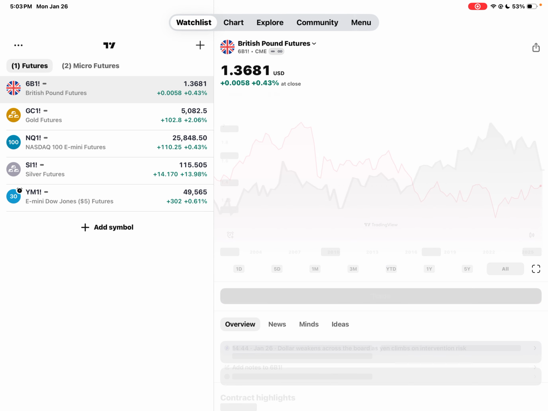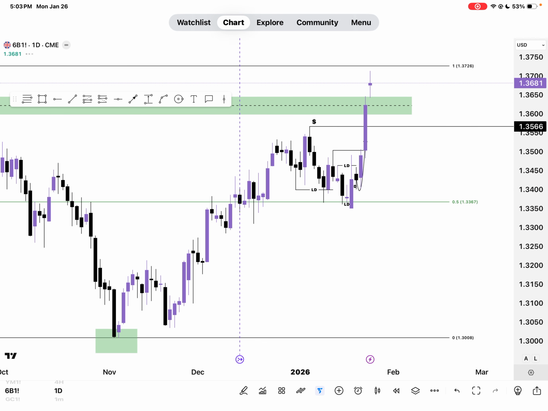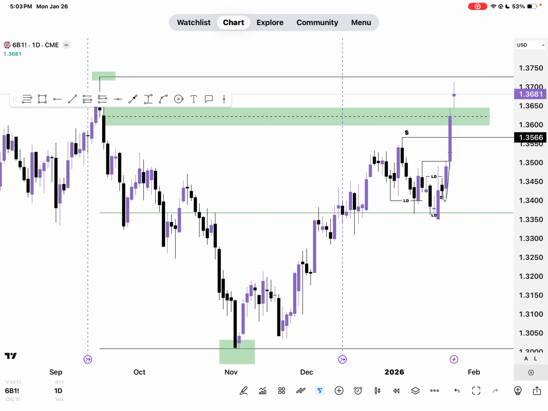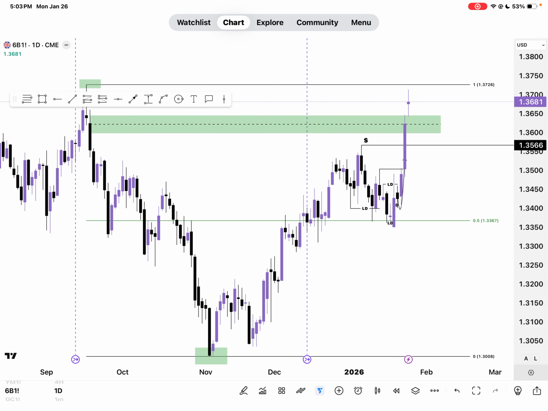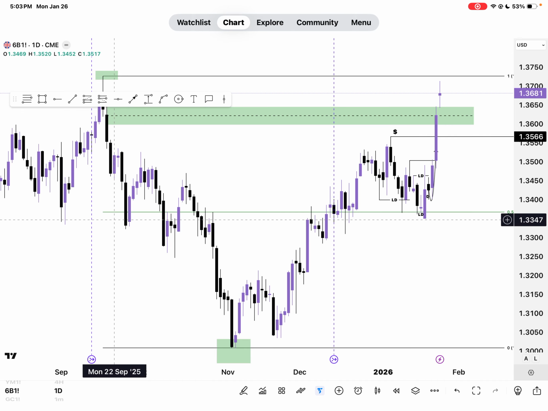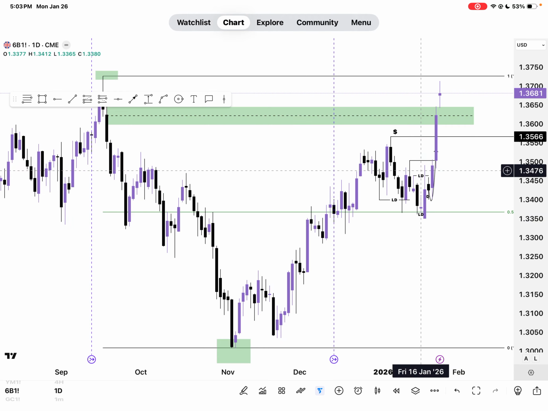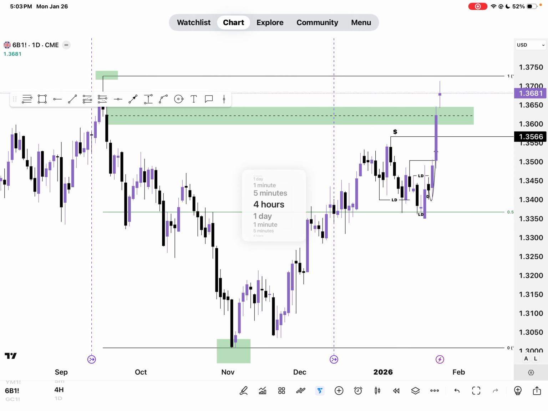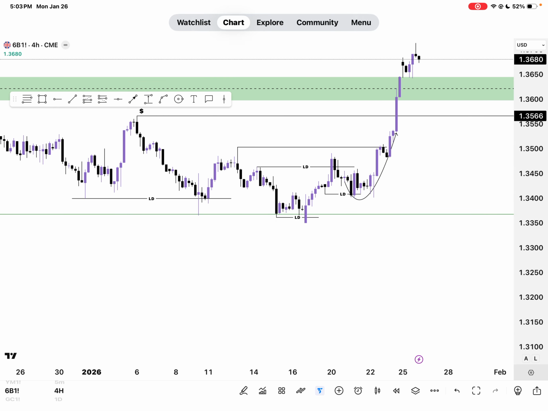So let's go ahead and start with GBP. What happened? Well, as you can see from the macro perspective, the analysis that I called out in the previous outlook in 4.2 played out perfectly. Now, I'm going to go down to the 4-hour to reiterate what I explained.